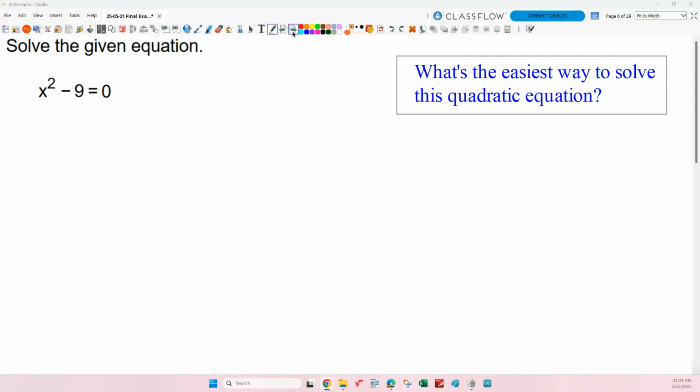Okay, how would I solve this one? We could use difference of squares. So like you'd factor this and then set them both equal to 0. Yep, we could do that. What's another way?